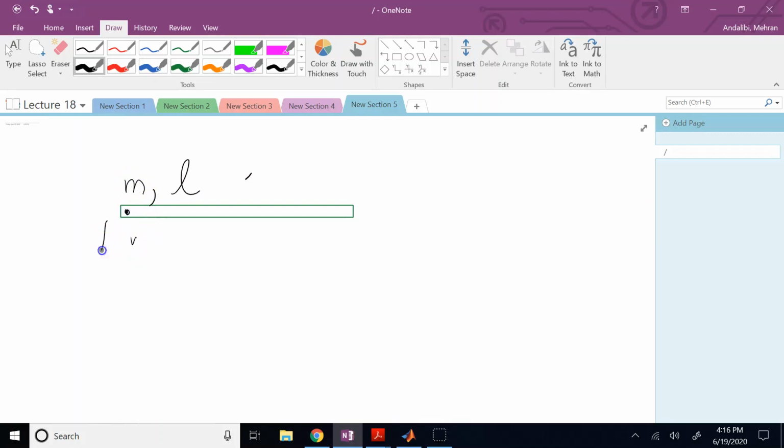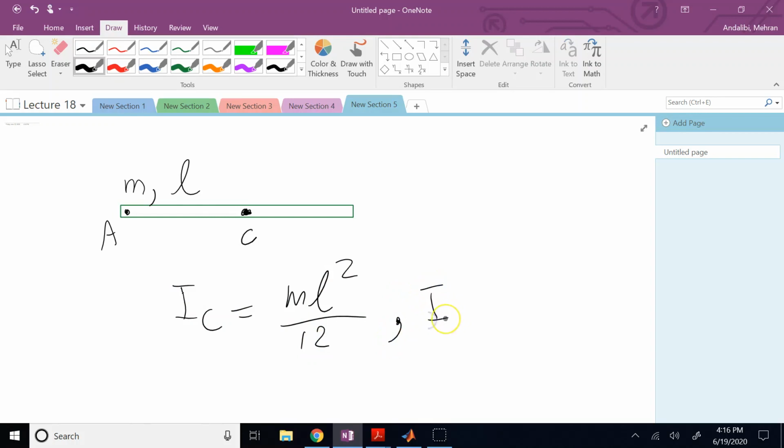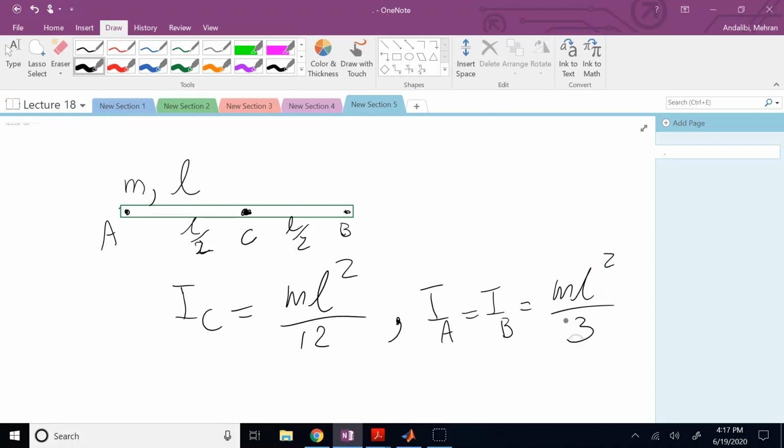If I call this point A, and if I call this point the centroid, the mass moment of inertia about C is ml squared over 12, and the mass moment of inertia about one endpoint, either A or B, doesn't matter. So A is equal to the same thing about B, if this is symmetric, of course, right? So this is like L over 2, and this is L over 2. Assuming that this is symmetric, this is going to be ml squared over 3, which you can easily show by the parallel axis theorem. So keep that in mind, that is important.